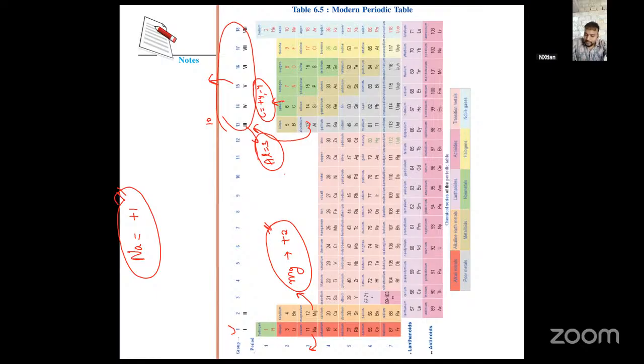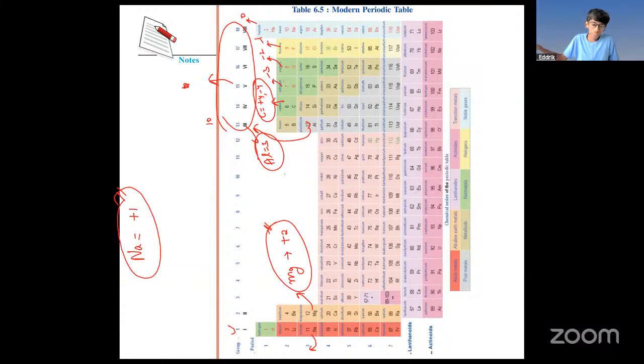Now, nitrogen is in group 15. So 15 minus 10 is 5. Which is easier, to take 3 or to give 5? To take 3. Because it is taking 3, the nitrogen valency is -3. It will be -2, it will be -1, and it will be 0.